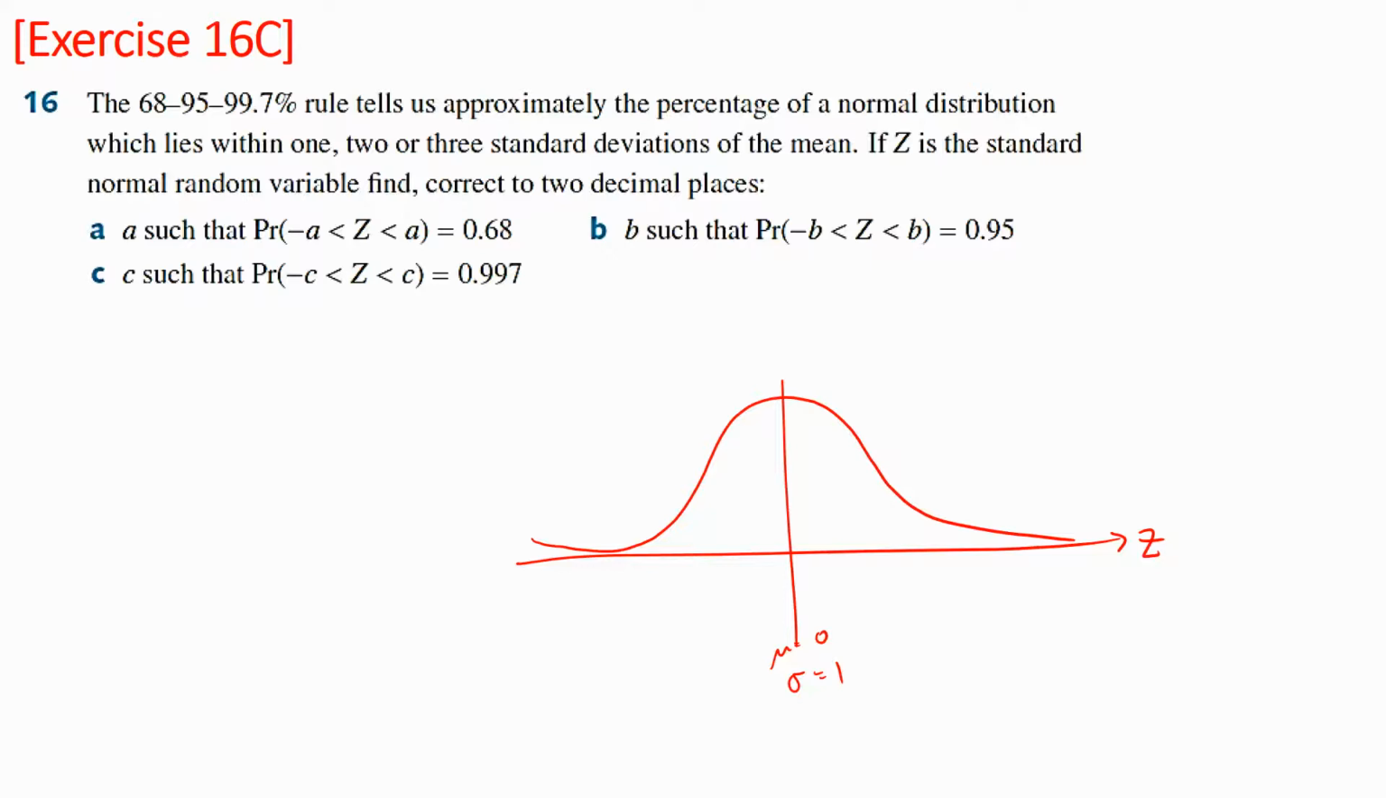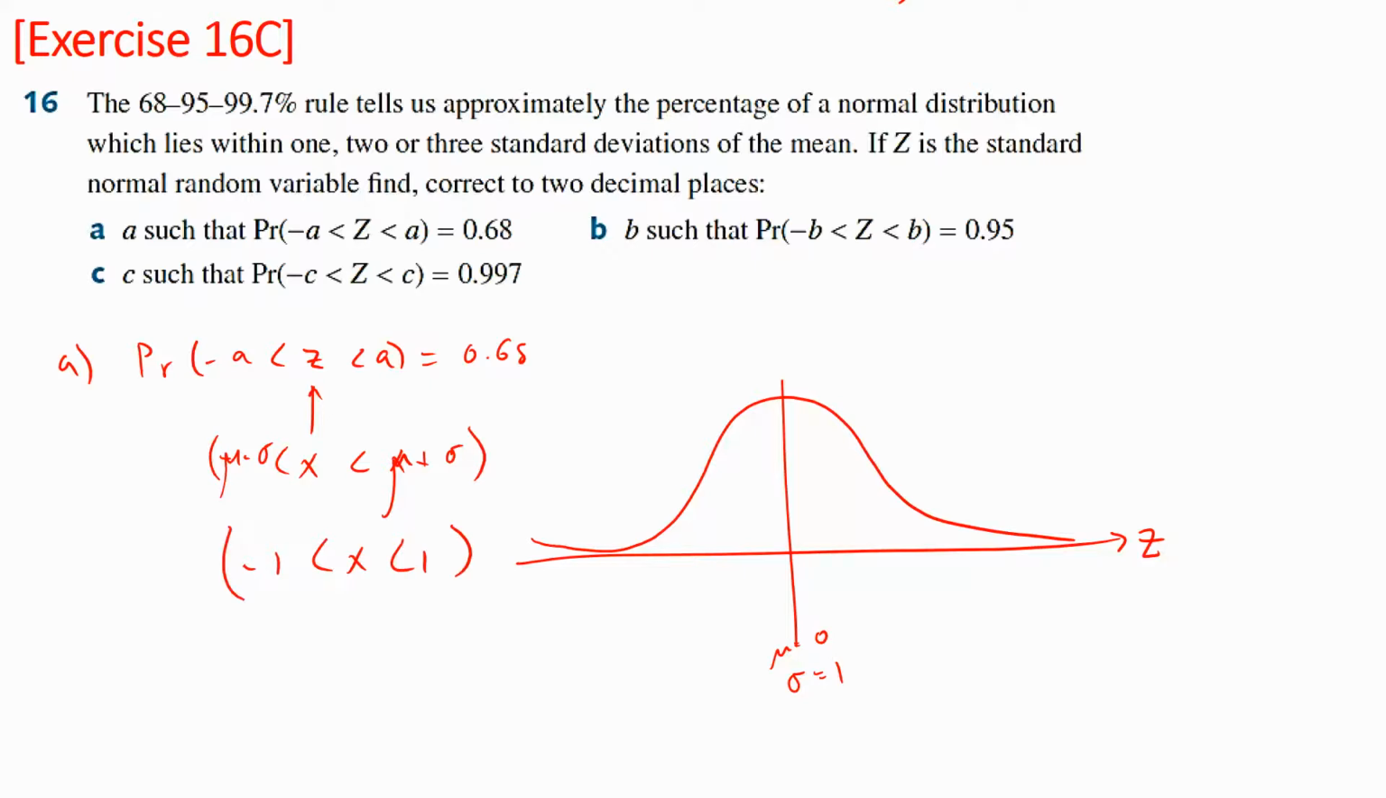So if I were to just answer the question for A, we're just saying the probability of negative A less than Z less than A. For it to be 68%, I know this has to be mu plus 1 standard deviation and mu minus 1 standard deviation. And our mu is 0, so 0 plus 1 and 0 minus 1. That's why I have negative 1 and 1. It's just using those 3 properties. So it's negative 1 to 1. My A is 1.